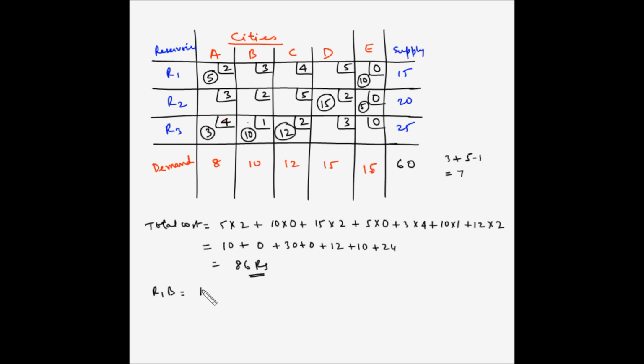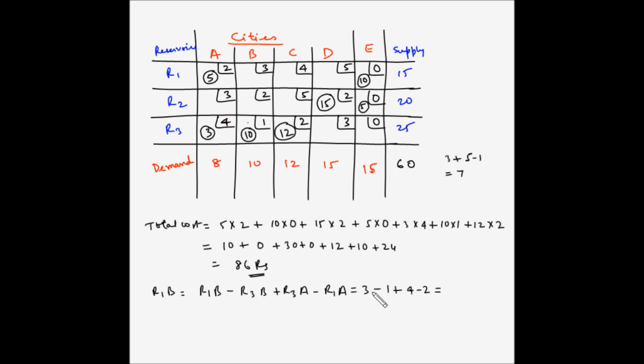So let's note this down. R1B to R3B to R3A to R1A. Now let's assign alternate plus minus signs. Starting with plus sign at the water square, then minus, then plus, then minus. Now let's fill in the values of the unit cost. 3 minus 1 plus 4 minus 2.